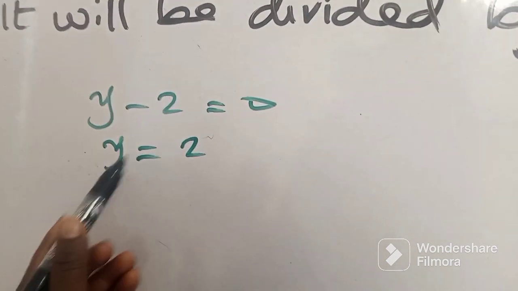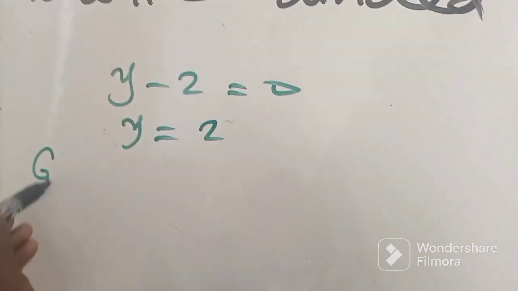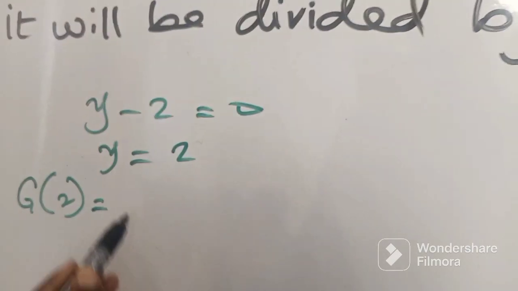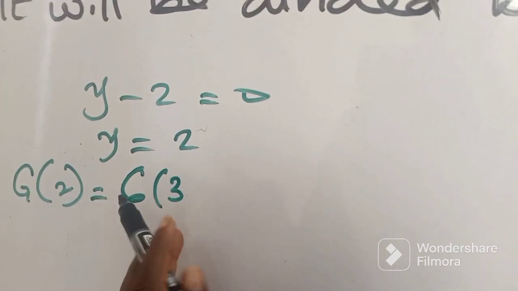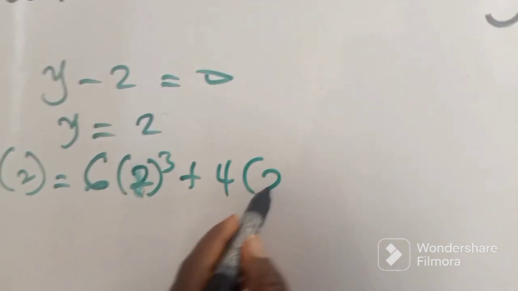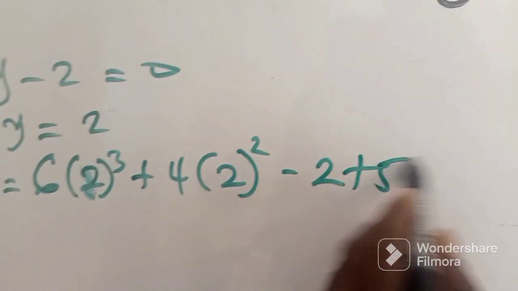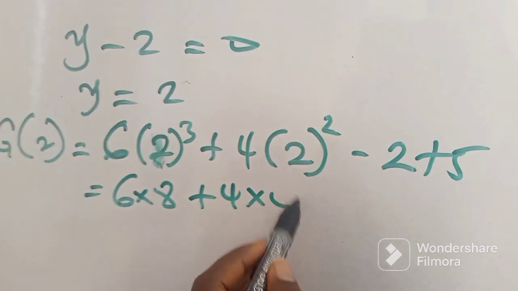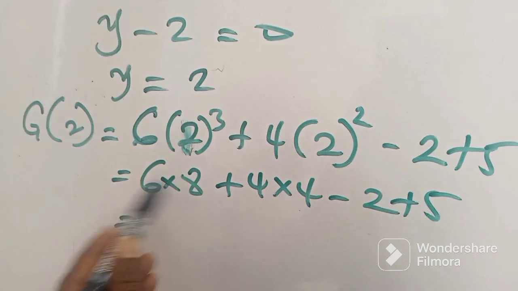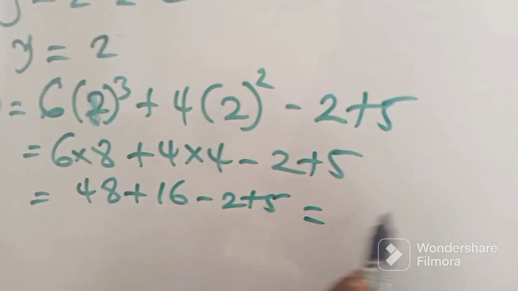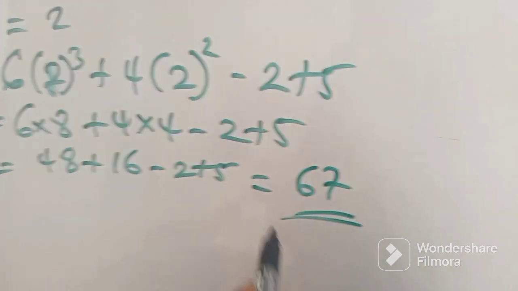Then since y is equal to 2, you find g of 2, meaning that anywhere you see y, you replace it with 2. So instead of 6y cubed, it's going to be 6 times 2 cubed plus 4 times 2 squared minus 2 plus 5. That will give me 6 times 8 plus 4 times 4 minus 2 plus 5. And we are going to have 48 plus 16 minus 2 plus 5. That will give us 67. So that's the answer.